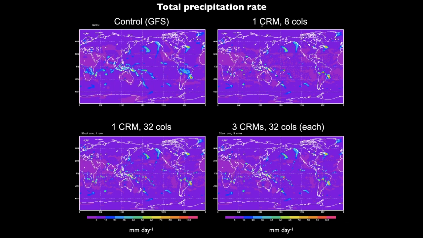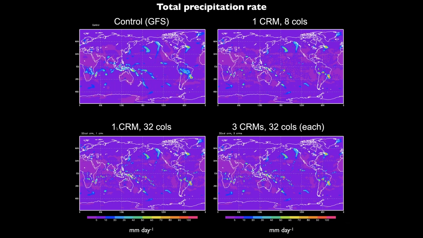This is one cloud resolving model with only 8 grid columns per GCM grid column. So it's a very low resolution. If I compare these two, you can identify the same weather systems, obviously. They look a bit different, but the basic structure is the same.